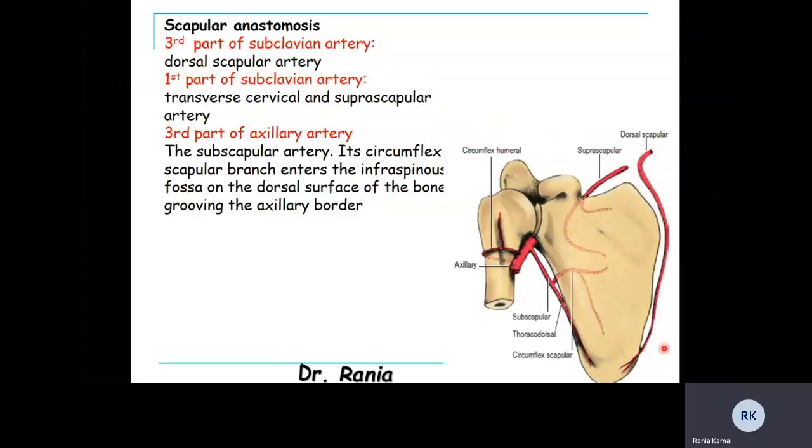Regarding the scapular anastomosis, it consists of branches from the third part of the subclavian artery, which is the dorsal scapular artery; branches from the first part of the subclavian artery, the suprascapular artery and the deep branch of the transverse cervical artery; and branches of the third part of the axillary artery, which are the circumflex scapular branch of the subscapular artery, which enters the infraspinous fossa on the dorsal surface of the bone.